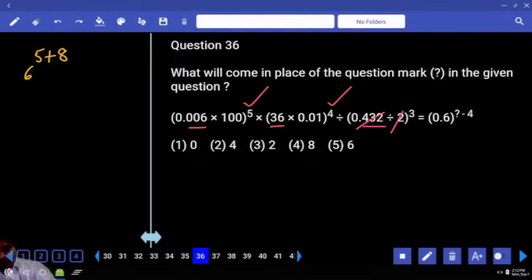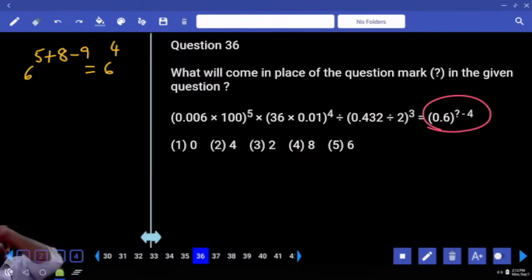Divided by 2 is there. 2 how many times? 2, 1, 6. 216 can be written as 6 cubed, 6 to the power of 3. Which symbol is this? Division, so we have to subtract the exponents. That will be equal to 6 to the power of 4. That is equal to 6 to the power of x minus 4. Then x will be 8.